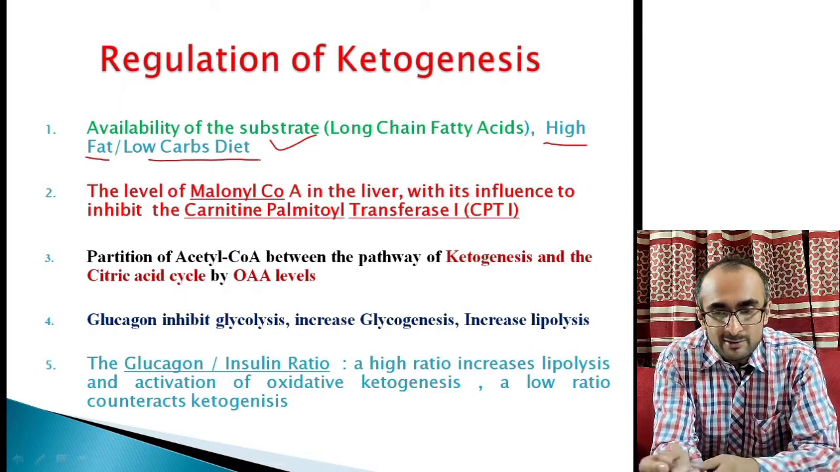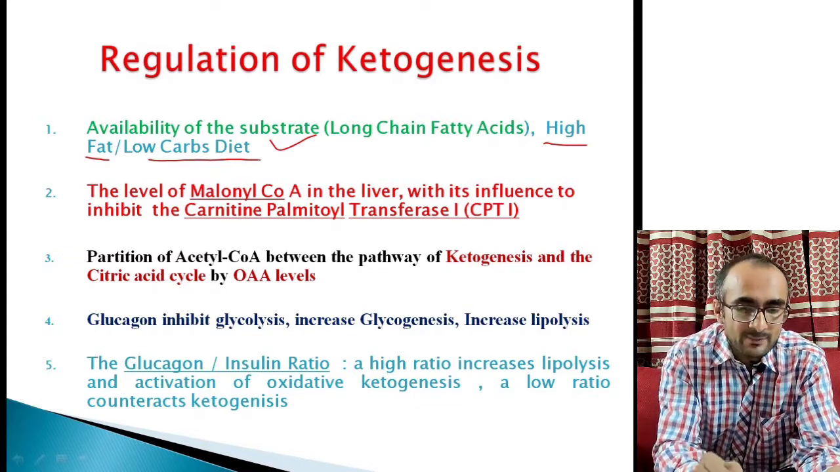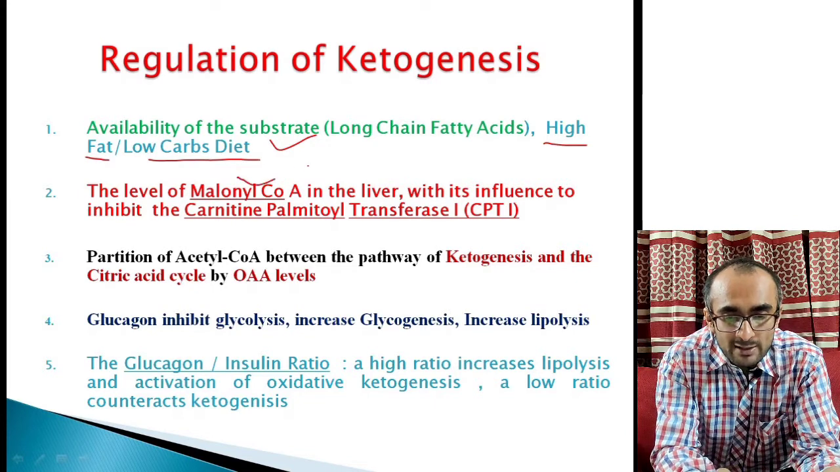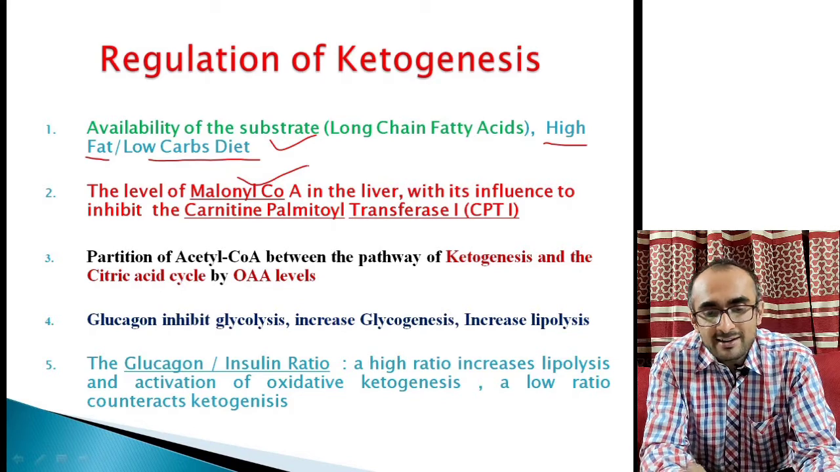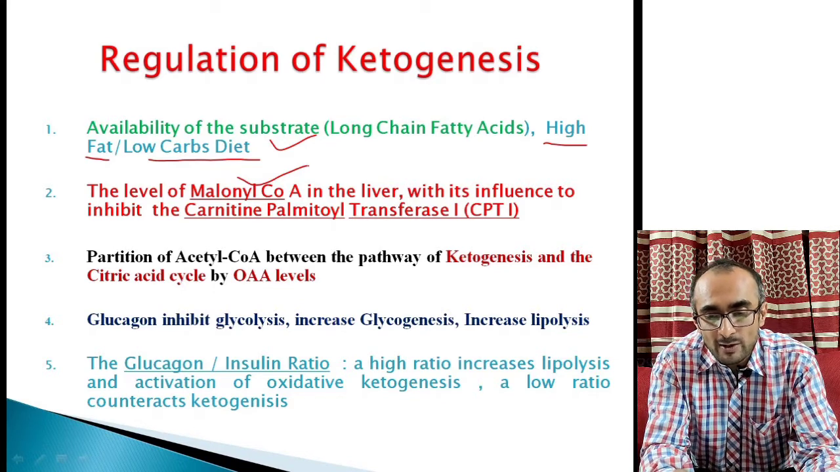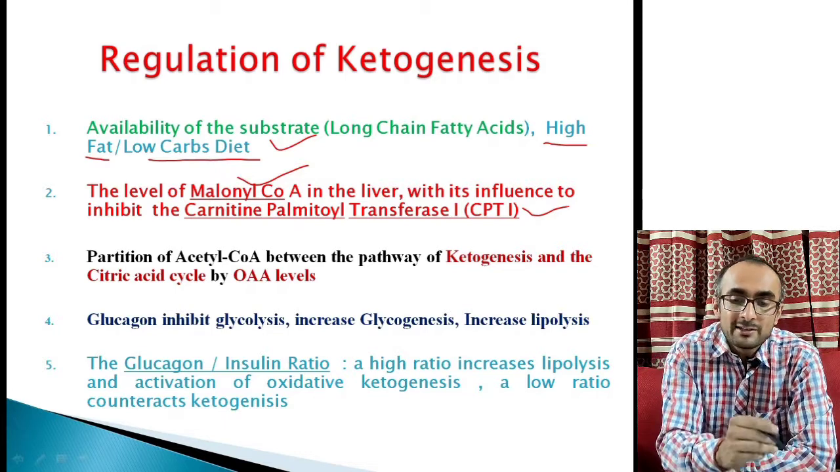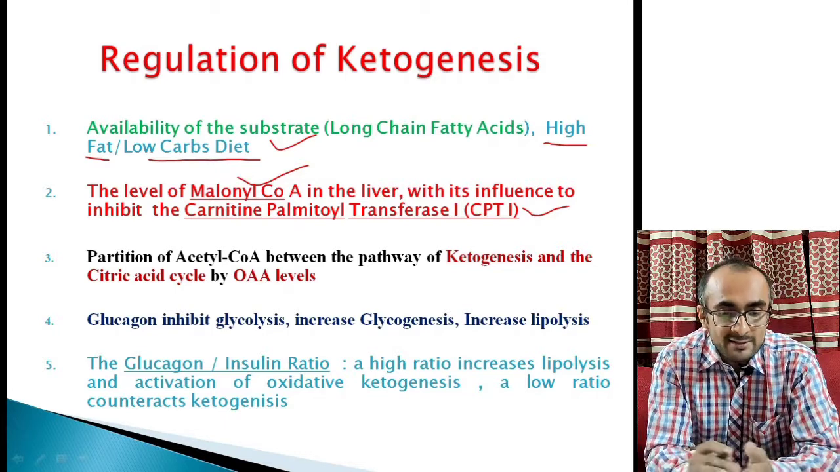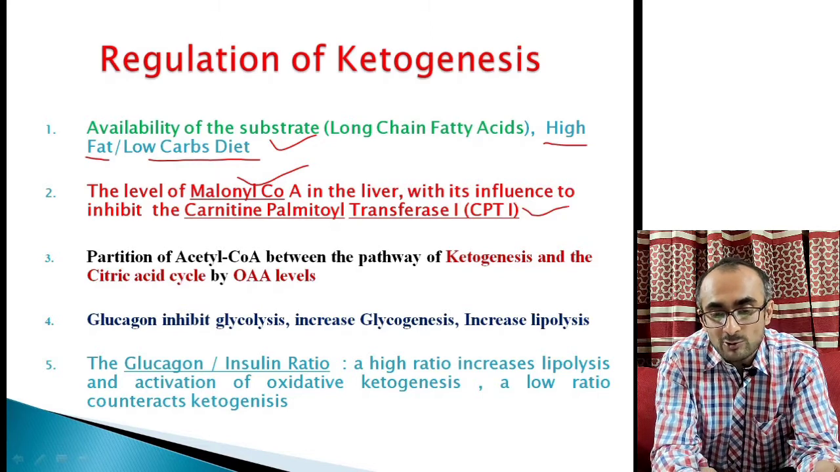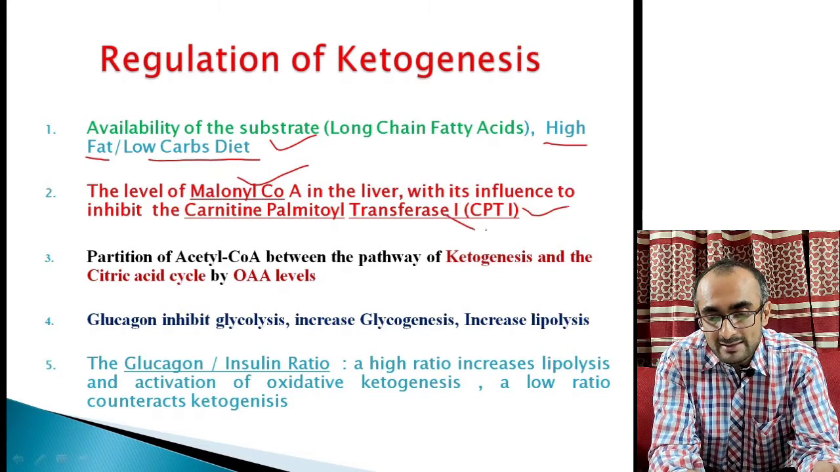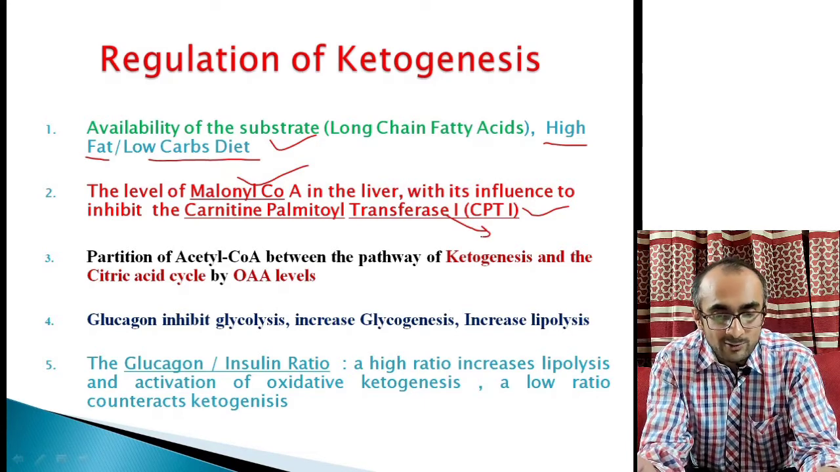After beta oxidation, a high concentration of acetyl-coenzyme A will be produced, and that will favor ketogenesis. The level of malonyl coenzyme A in the liver also has an influence, because it inhibits carnitine palmitoyl transferase CPT1. We talked about this in an earlier lecture on regulation of beta oxidation. If malonyl coenzyme A is present in the liver, it inhibits carnitine palmitoyl transferase, the enzyme which helps transport fatty acid from the cytosol to the mitochondria.